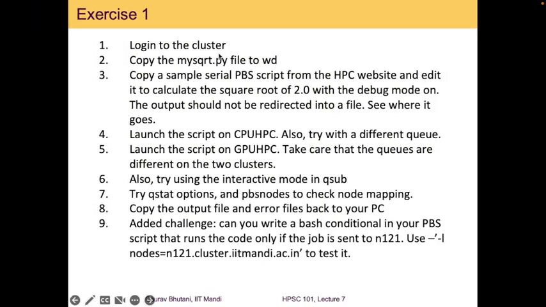So in the assignment, you're supposed to copy the mysquareroot.py that we developed, and then you copy a sample serial script from the HPC website. Right now what you did was you copied the text and used Vim on the HPC. You can also copy the file from the HPC website, and then securely copy it to the HPC cluster from your laptop.